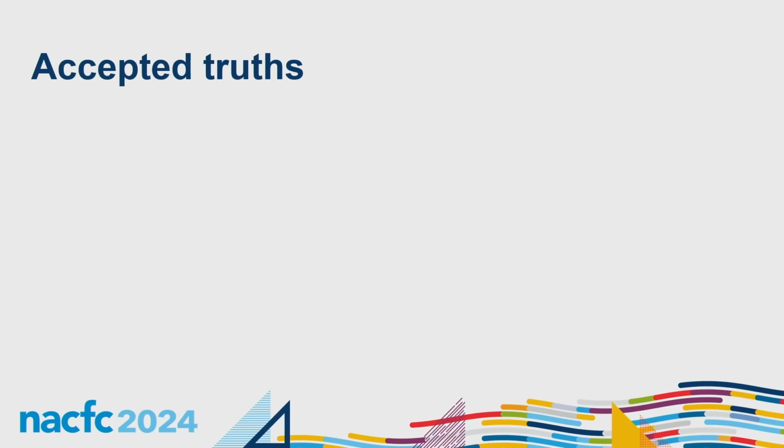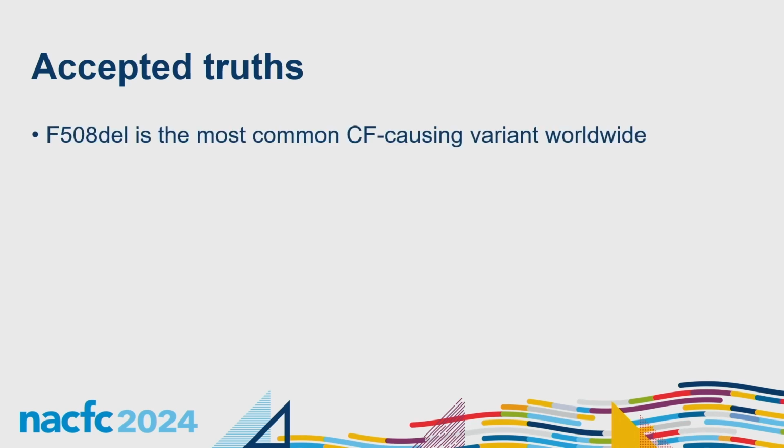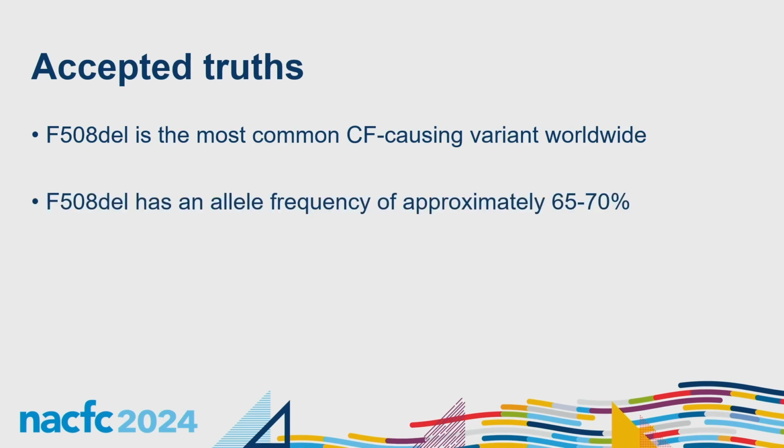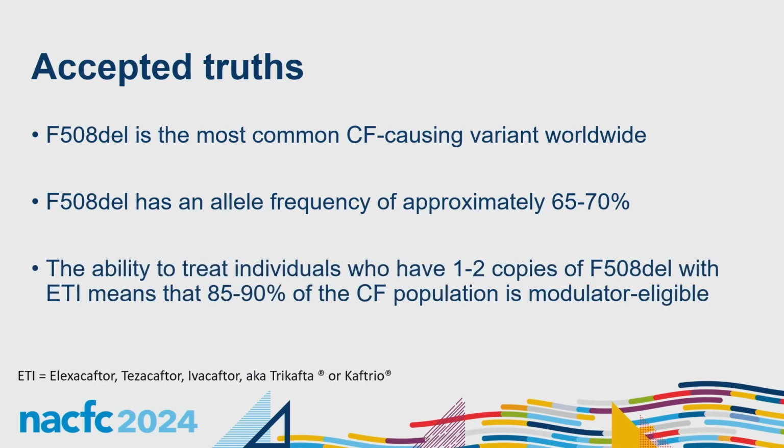I'm going to start with what I think are accepted truths. These are statements that we throw around and everybody just kind of nods and goes along with. The first is that F508del is the most common CF-causing variant worldwide, that F508del has an approximate variant allele frequency of 65 to 70%, and that the ability to treat individuals who have either one or two copies of this variant means that about 85 to 90% of the CF population is modulator eligible.